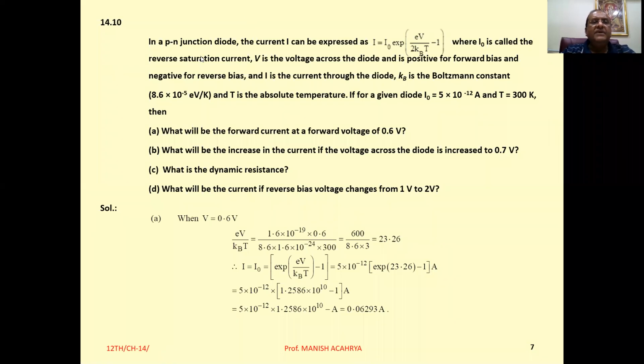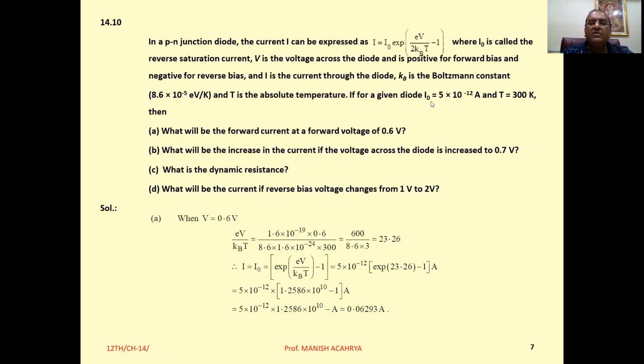14.10. In a PN junction diode, the current I can be expressed as I equal to I0 exponential (eV upon 2 kBT) minus 1, where I0 is called the reverse saturation current. V is the voltage across the diode and is positive for forward bias and negative for reverse bias. I is the current through the diode. kB is the Boltzmann constant, 8.6 into 10 raised to minus 5 electron volt upon Kelvin, and T is the absolute temperature.